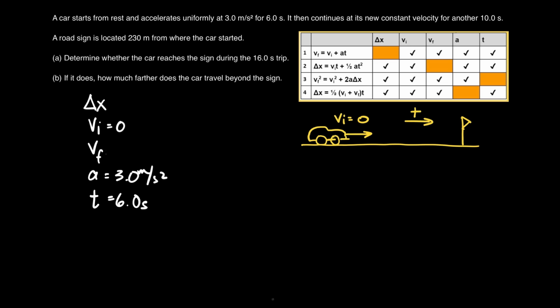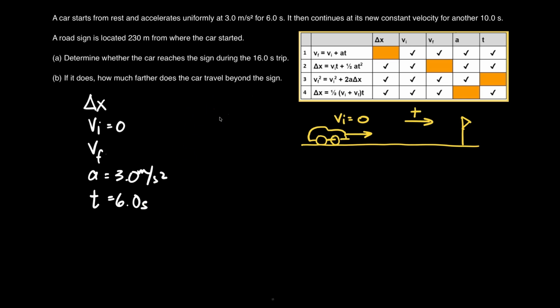So let's see here, we're starting from rest so the initial velocity is 0. We have an acceleration of 3, so that goes here, 3 meters per second squared, and it travels for 6 seconds for the first part of the trip. So our time is 6 seconds here.